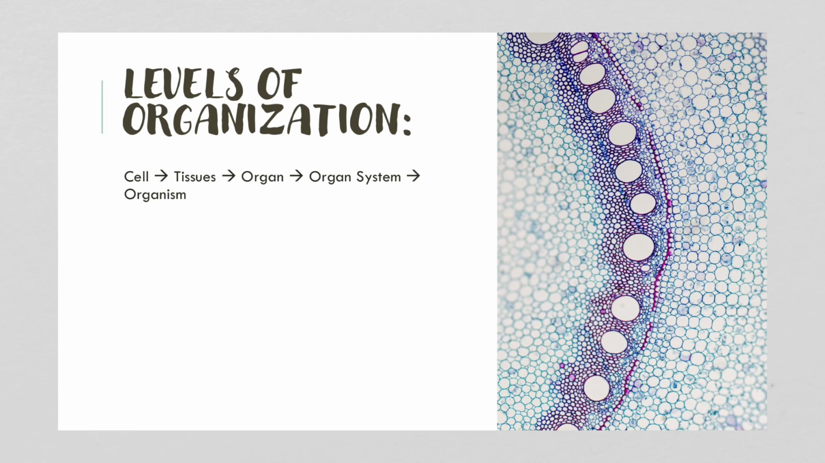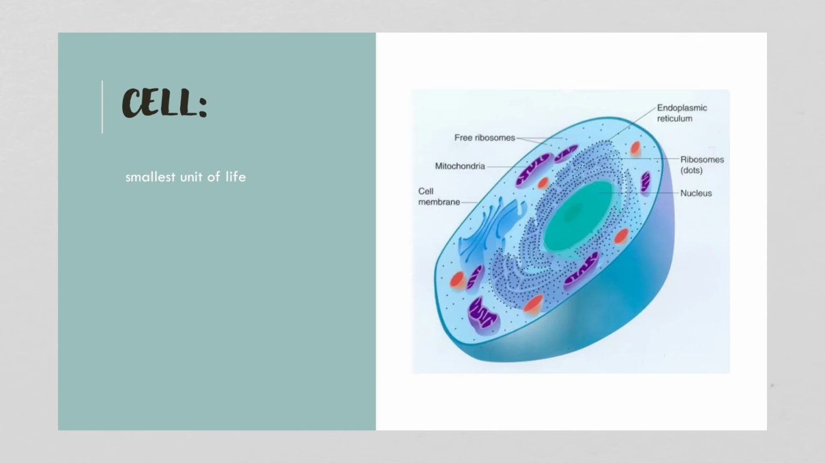So this should be reviewed, but we're going to go over the levels of organization. We start with the cell, the basic unit of life. Cells organize themselves into tissues, which organize themselves into organs, which organize themselves into organ systems. And finally, all of those things working together makes an organism. So again, the cell is the smallest unit of life. Here's a picture of an animal cell. We can tell it's an animal cell because it has a rounded shape, it doesn't have a cell wall, it doesn't have chloroplasts, and the vacuoles are small.